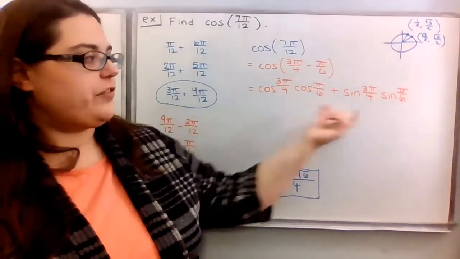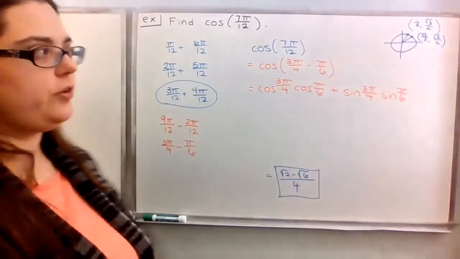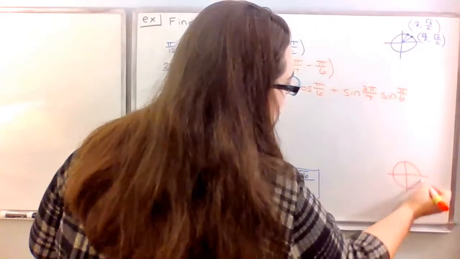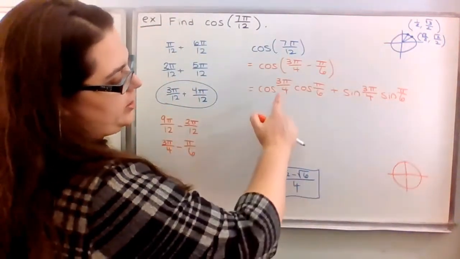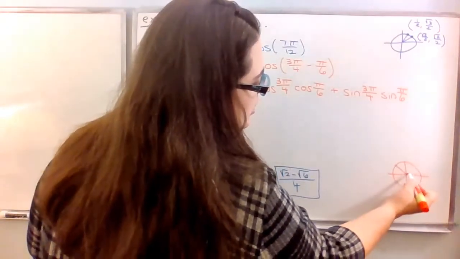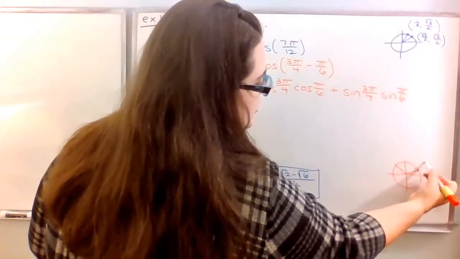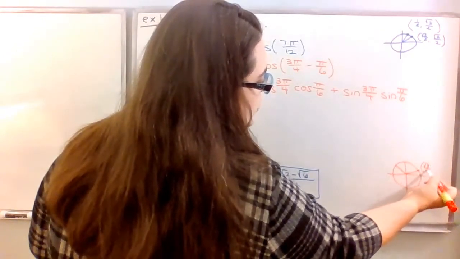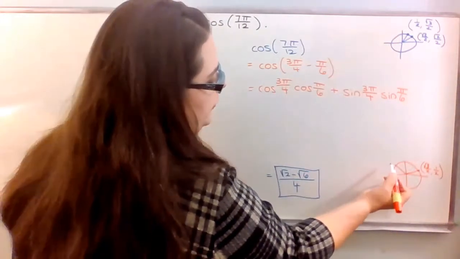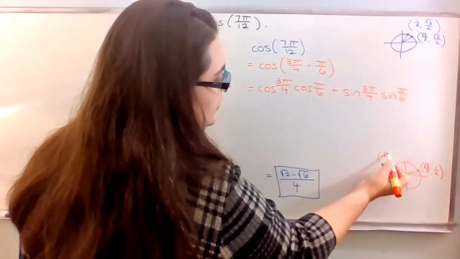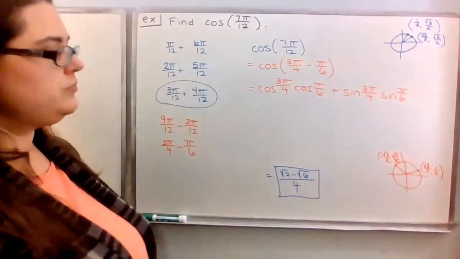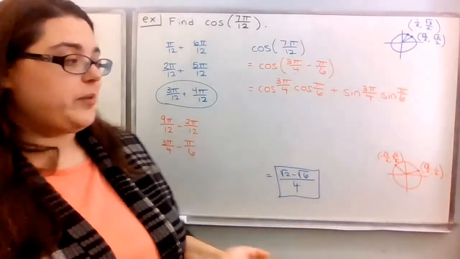Now this time, because we have different angles, let's draw a different unit circle for reference. So I'll draw that down over here. This time I want to find 3 pi over 4 and pi over 6. Pi over 6 is going to have the coordinates root 3 over 2 and 1/2. 3 pi over 4 is going to have the coordinates negative root 2 over 2, positive root 2 over 2. So let's see if we're going to end up getting the same answer.